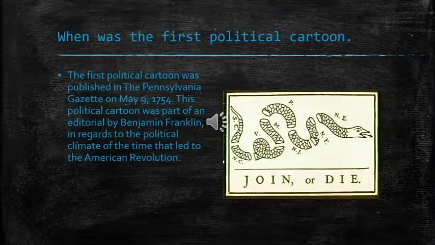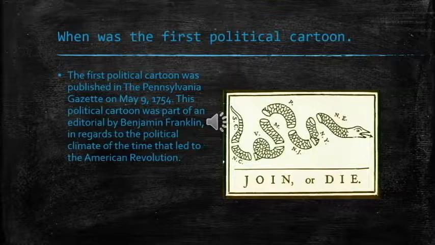Okay, so in this part, we're going to be talking about the history of political cartoons, and this is why you need to know how political cartoons came to be and how they work. So the first political cartoon was published in the Pennsylvania Gazette on May 9th, 1754. This political cartoon was part of an editorial by Benjamin Franklin in regards to the political climate of the time that led to the American Revolution.